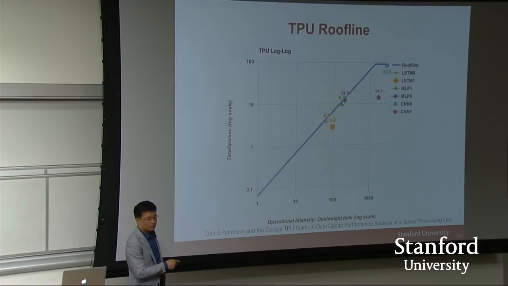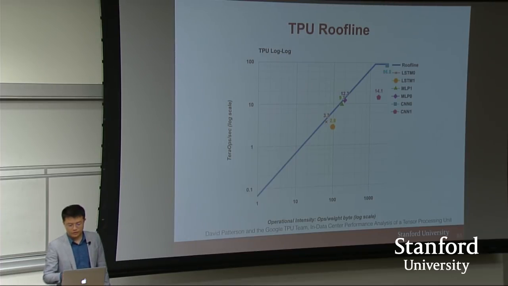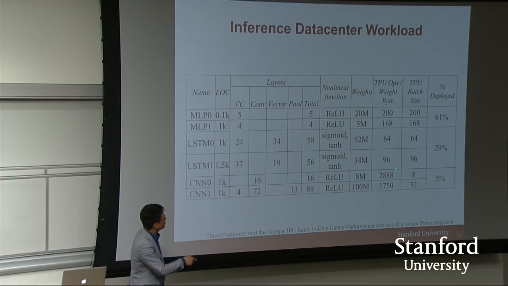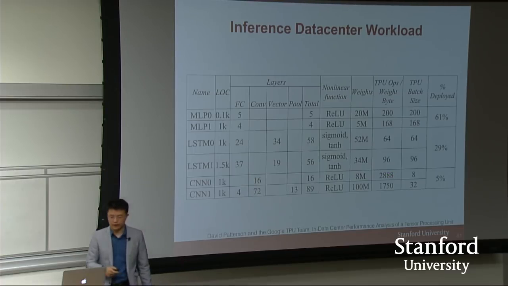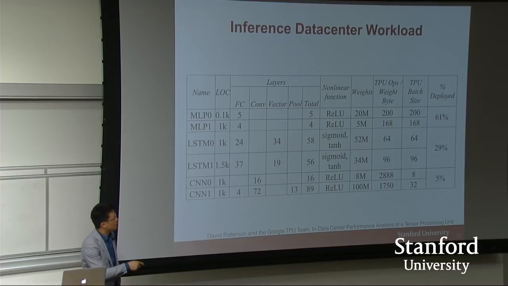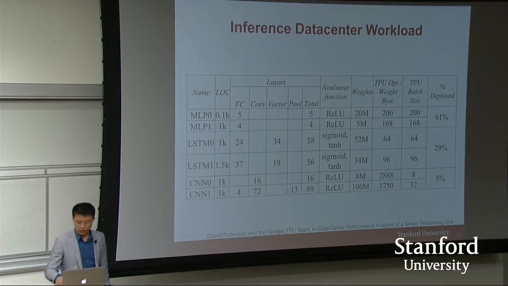For those convolution neural nets, for example this blue one that achieved 86, which is CNN0, let's see, CNN0, the ratio between the ops and the number of memory accesses is the highest, right? It's pretty high, more than 2,000, compared with other multi-layer perceptrons or long short-term memory networks. The ratio is pretty low.